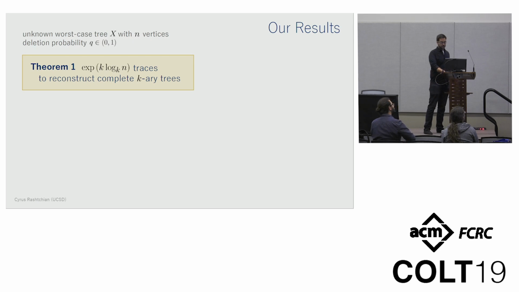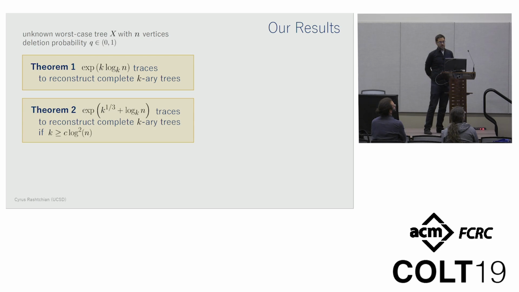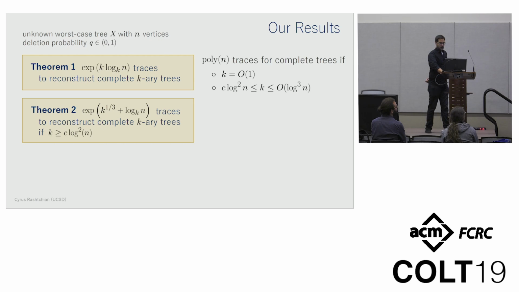For a large degree, we also get a similar savings, where exponential in about k to the 1/3 traces. So here now, instead of the number of nodes n being the dominant factor in the exponent, really the degree is what controls the number of traces that we need, which again is fairly surprising. So for both of these cases, there are regimes now where a polynomial number of traces suffice to reconstruct complete k-ary trees.